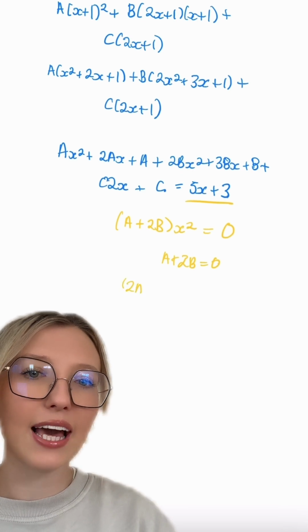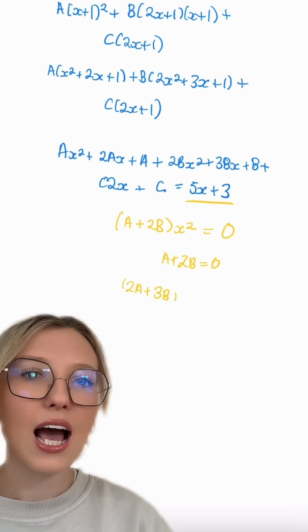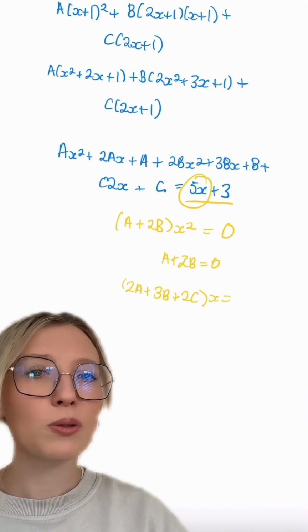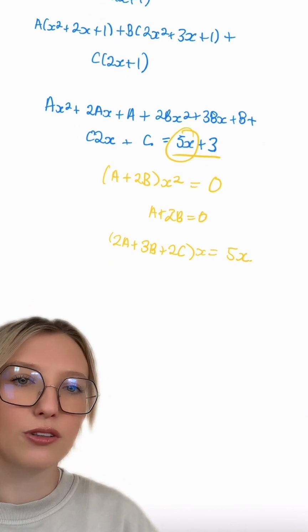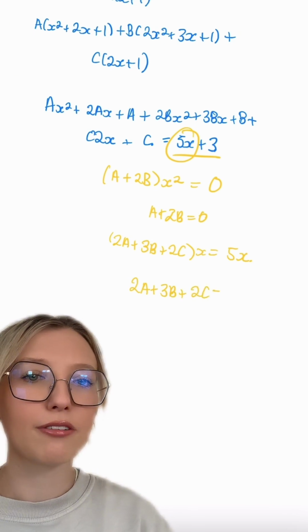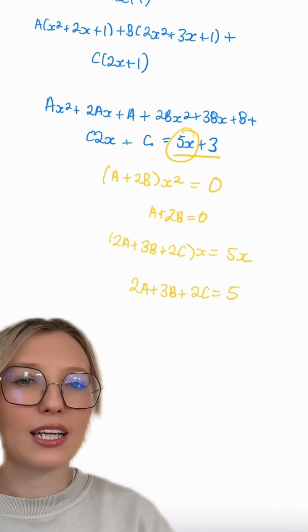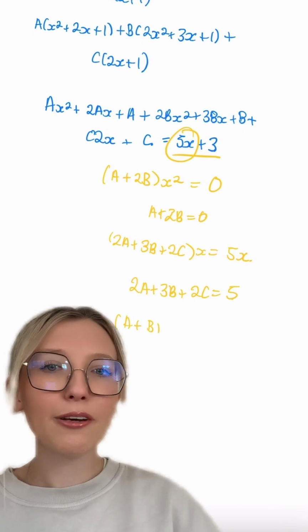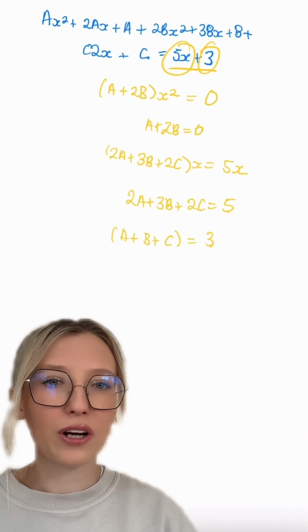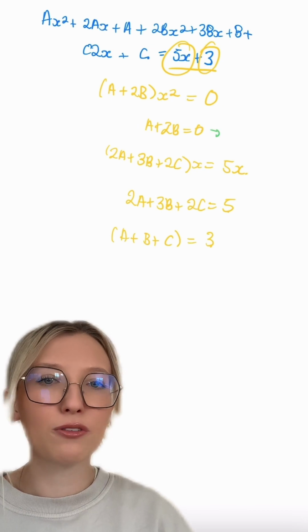Now let's move to the x terms. Well, we've got 2A, add 3B, add 2C, x, which we know must equal 5x. So 2A, add 3B, add 2C must equal 5. Now let's just take a look at the number value. Well, we've got A, add B, add C, and that's got to equal 3. Now we can see we've got 3 equations.